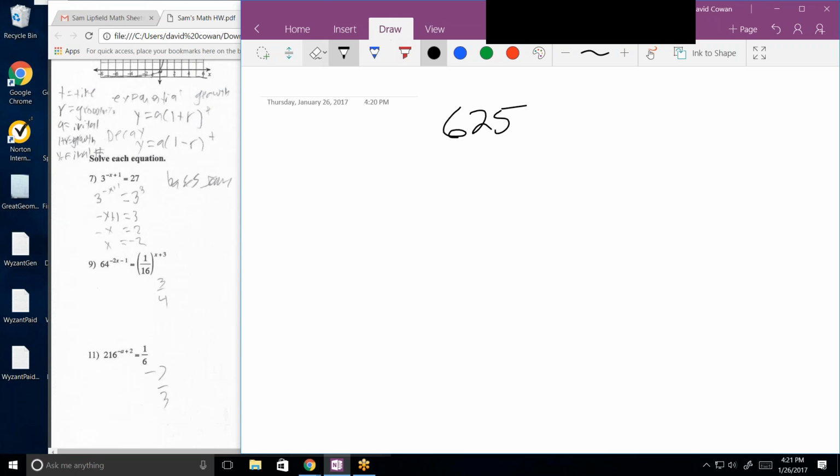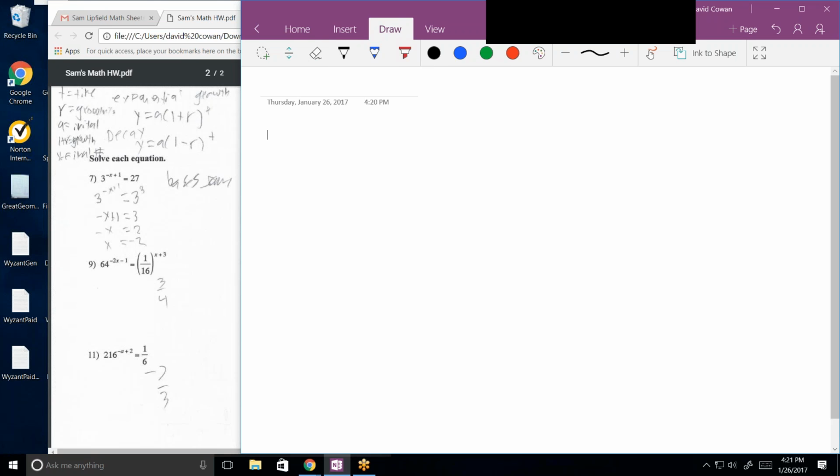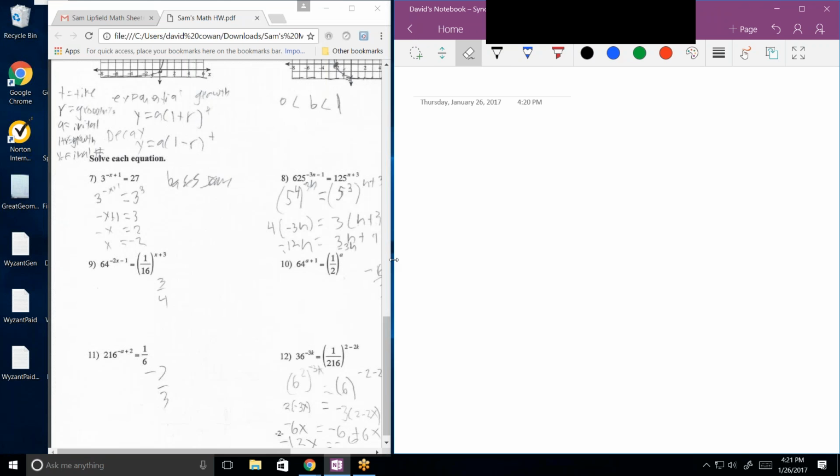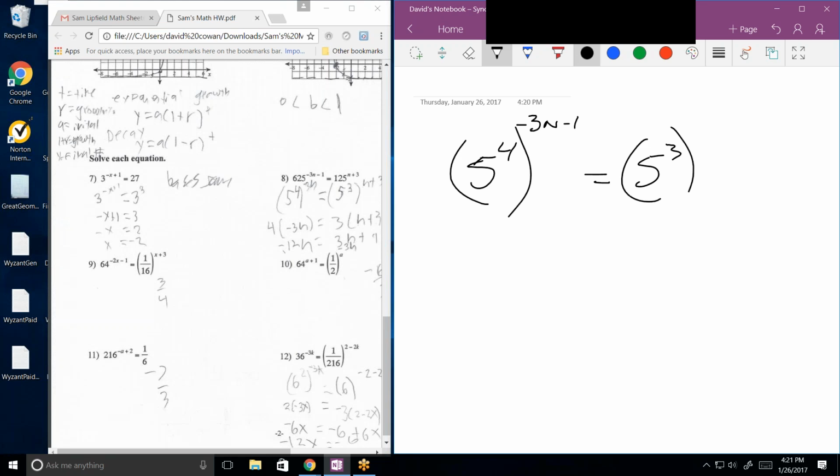So how would I write 625? I'll just go straight into it. 625 would be 5 to the 4th. Okay, so it's going to be 5 to the 4th, and make sure you put that in parentheses like that every time. Every time you need the parentheses, because this number is not the same if I don't use the parentheses. How do I write 125 in terms of 5? 5 to the 3rd. Again, in parentheses, and then that whole thing is going to go to n plus 3.